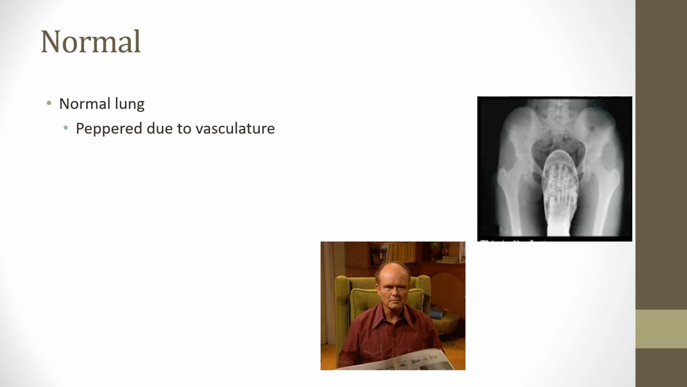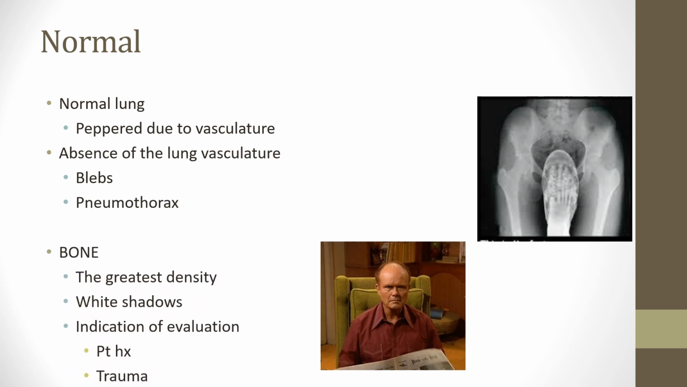So normal lung, we're going to see peppered opacities because of the vasculature. Remember, there's blood flowing through the lungs, at least there should be. If we have absent vasculature, like we see with blebs or pneumothoraces, it's going to be more radiolucent. If it's bone, it should be pretty opaque. White shadows are an indication for evaluation, especially if a patient history shows that they might have broken bones or flail chest, things like that, some sort of trauma. Now remember, with flail chest, they can do a special x-ray called a rib series, and that might be helpful in those patients.